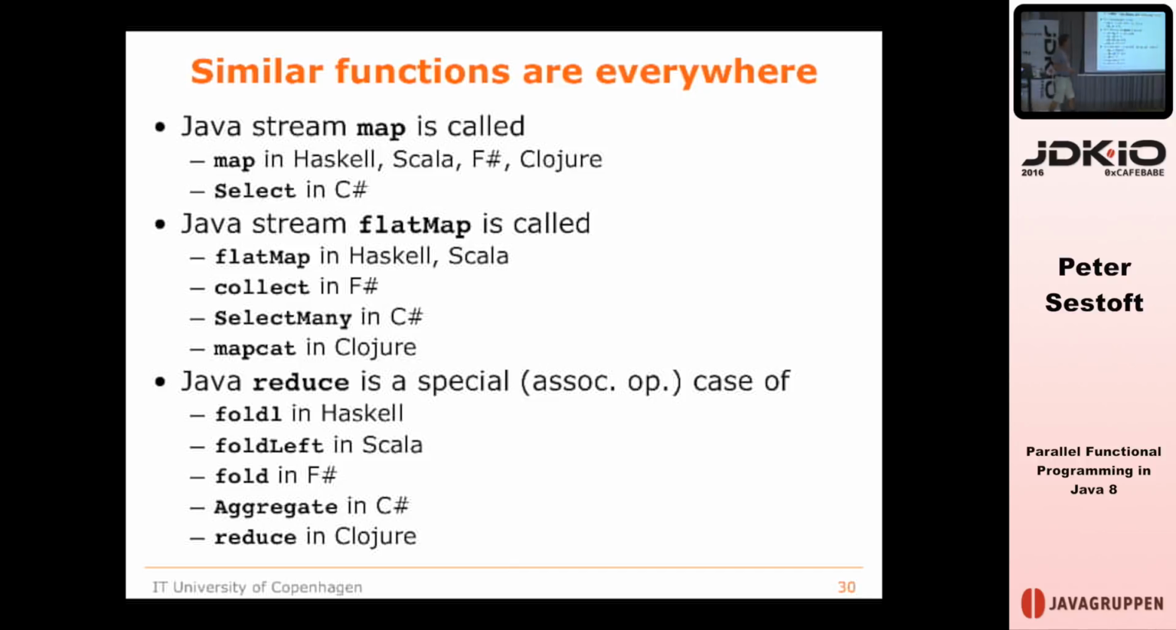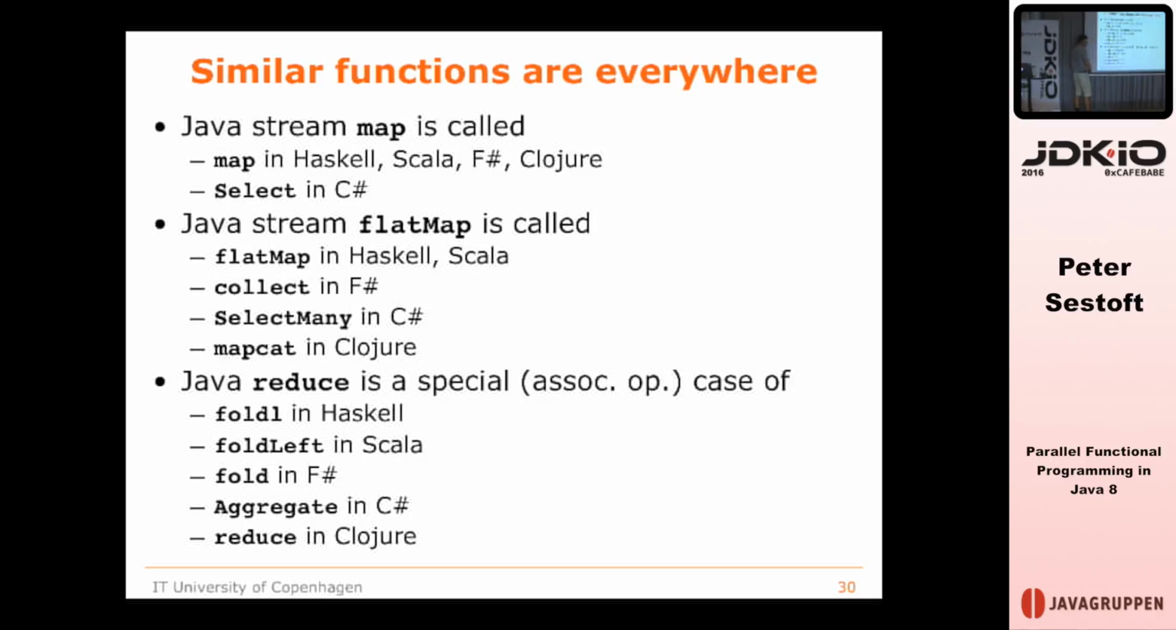Similar functions are everywhere. So what Java streams call map is called map in Haskell, Scala, F#, and Clojure, and select in C#, because their thinking was associated with the SQL database language at the time. So that's sort of the outlier here. Flat map is called flat map in Haskell and Scala. It's called collect in F#. It's called SelectMany in C# and mapcat in Clojure.